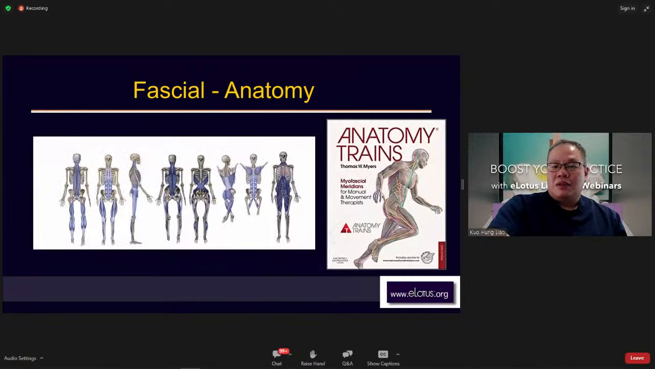And this book is very interesting. I cannot say it's correct because this book has a lot of problems. But basically, this one gives us a big, easy view to see how the body connects. It talks about the fascia's tension line.